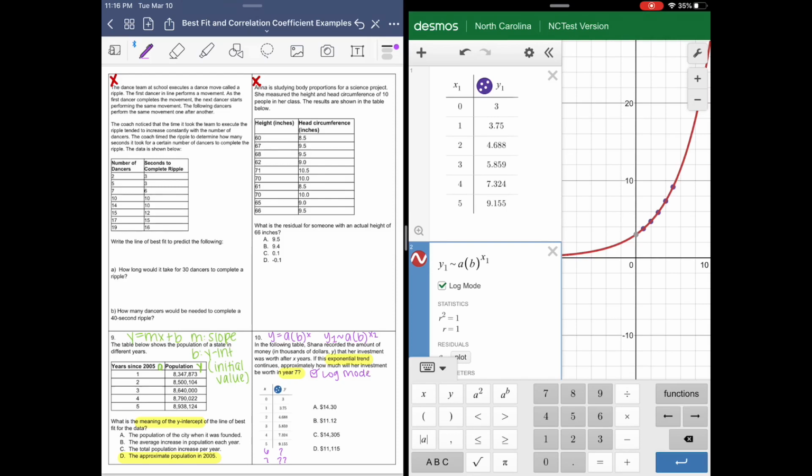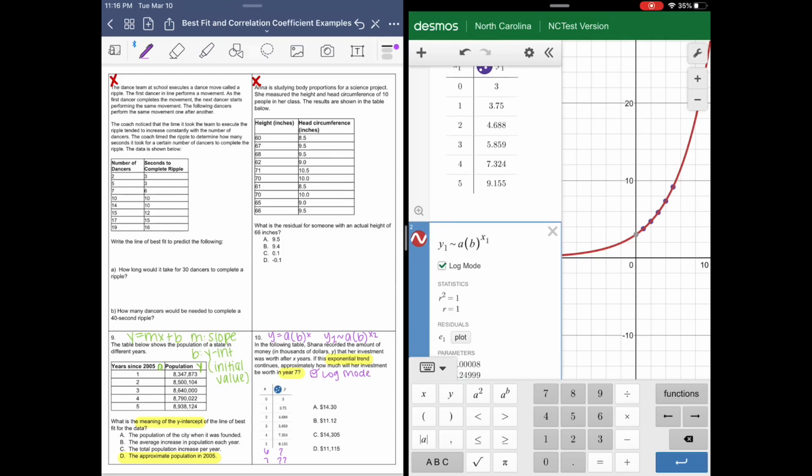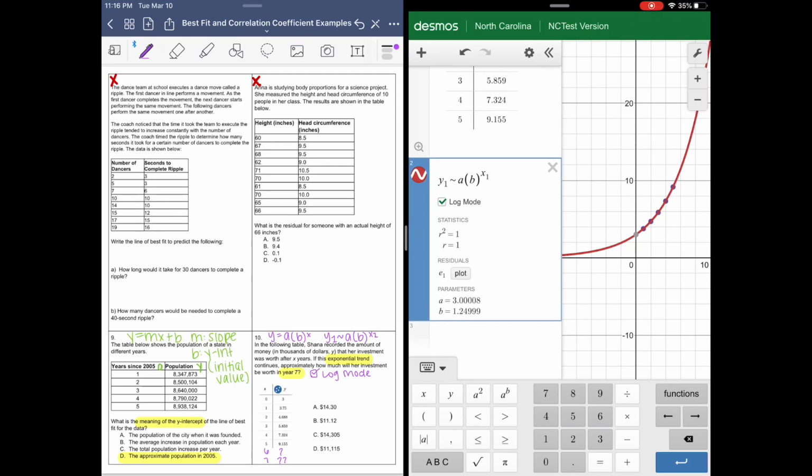Because if you don't click log mode, you see how we don't have those R values the way we need? We need an actual R value. Now let's look at this R value. It's exactly 1. So if an R value is exactly 1, that means it is a perfect fit. So this equation that we're going to write is a perfect fit for this data.